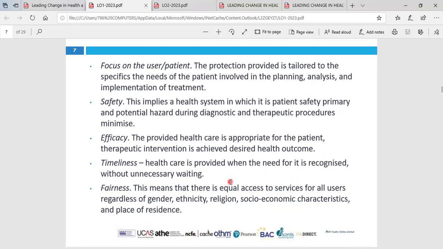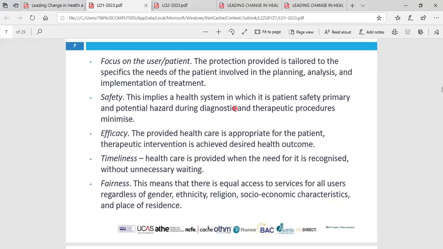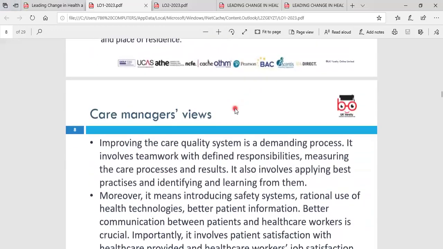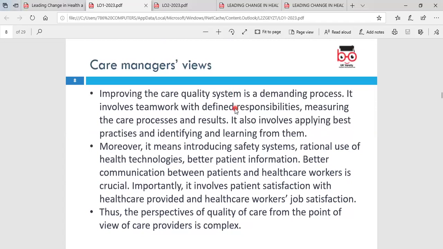We talk about unequal access. We talk about this because it's been researched so much about the ethnic minorities, the religious minorities, the socioeconomic minority groups. They're there because they've been well researched before. So what we have to do is bring about a change so that there is fairness, more timeliness, more efficacy and safety, and a focus on the user or the patient now, which will bring about change and quality in the organization.